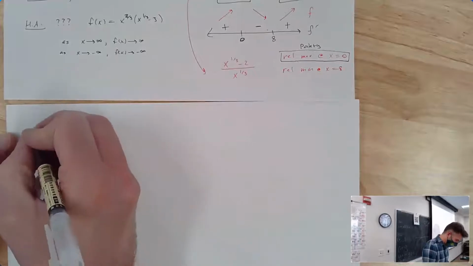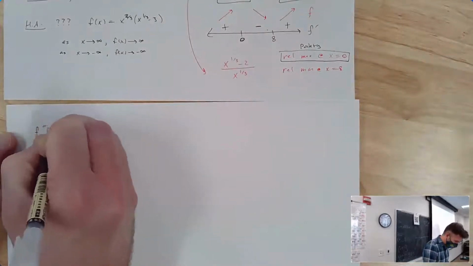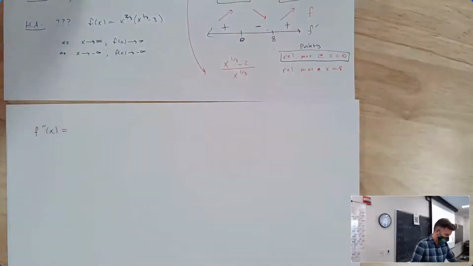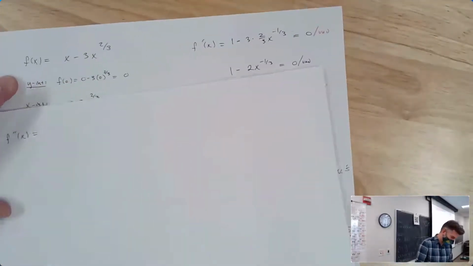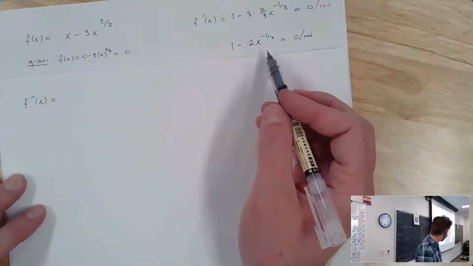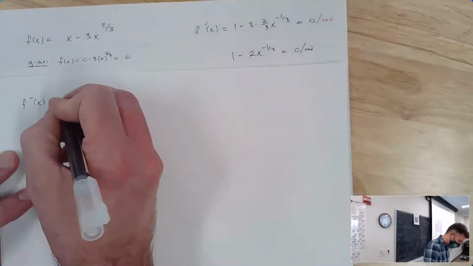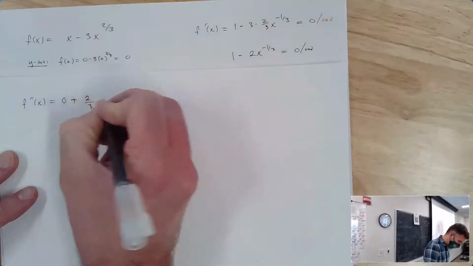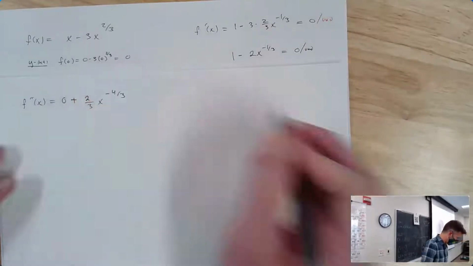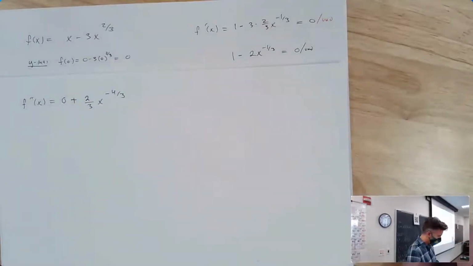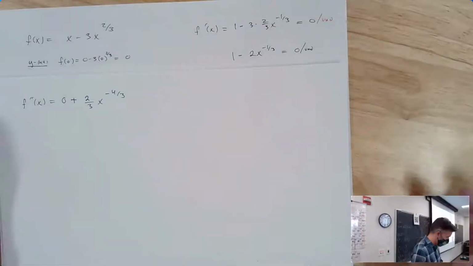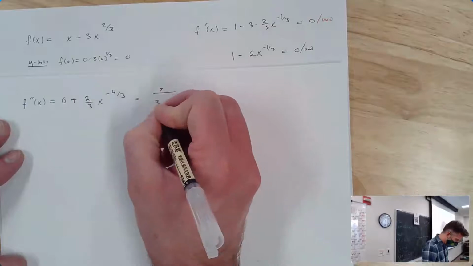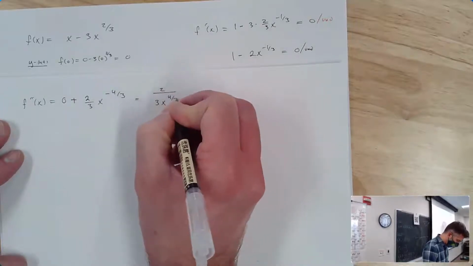So let's look at my second derivative here. Oh, you guys can't see it anymore. There's my nice first derivative. The second derivative is going to be 0 plus 2/3 x to the -4/3. Well, that's not too bad. I'm going to write that as 2 over 3 times x to the 4/3.